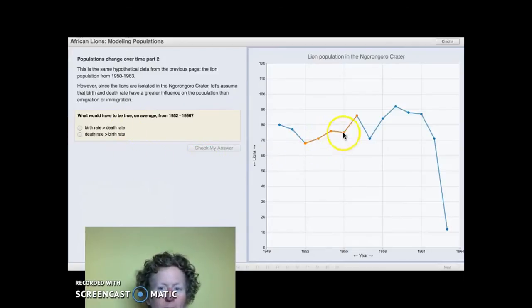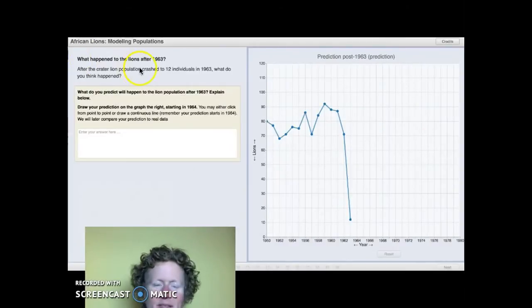So what is happening here when the population is increasing? Are more lions being born? Are more lions dying? Think about it and choose your answer. What happened to the lions after 1963? After the crater lion population crashed to 12 individuals in 1963, what do you think happened? What do you predict will happen to the lion population after 1963?